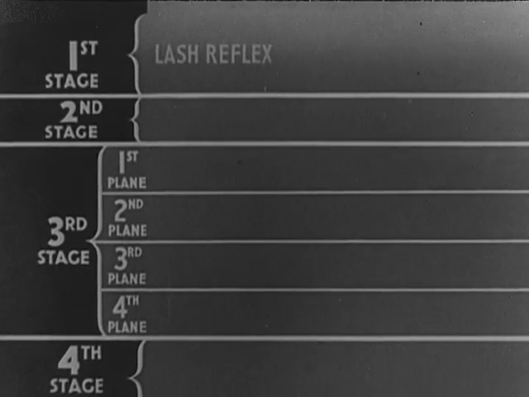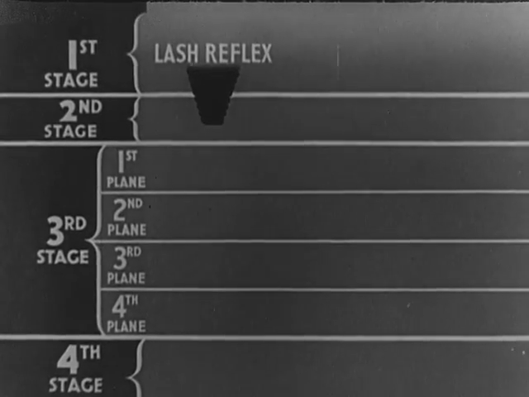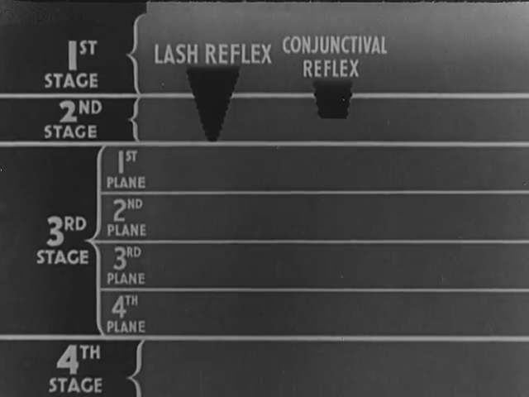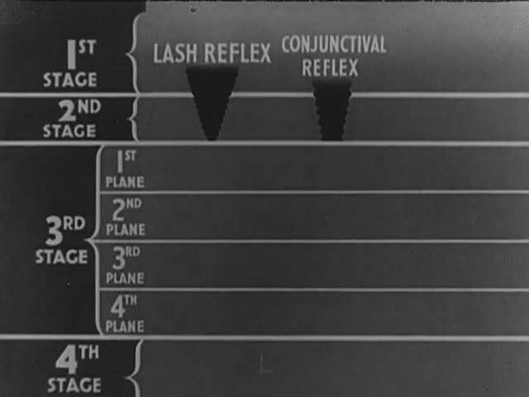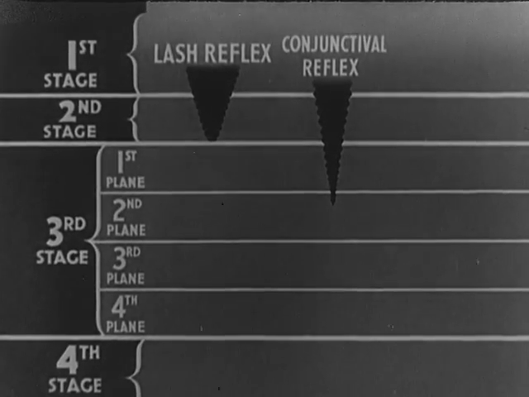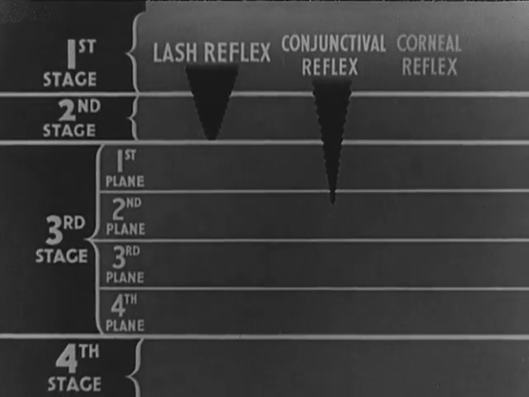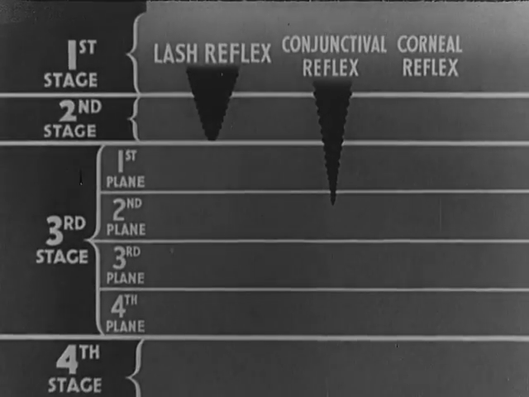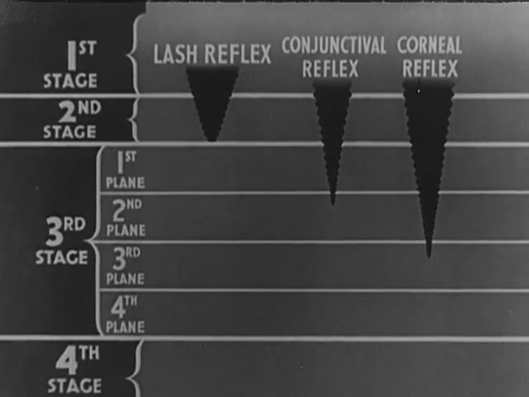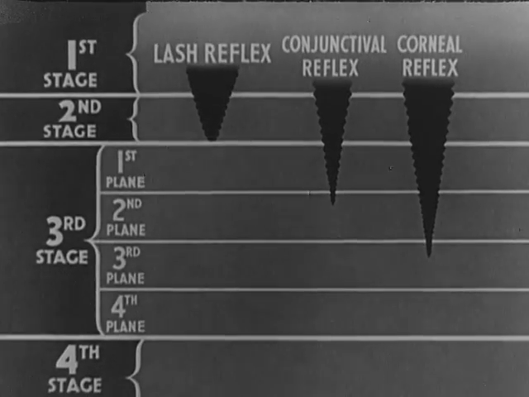Before considering the other signs, let's summarize these three. The lash reflex disappears during the second stage of anesthesia, and its presence merely confirms that the patient is very lightly anesthetized. The conjunctival reflex is brisk in the second stage, gradually diminishing in intensity, and is lost by the second plane of the third stage. The corneal reflex is lost by the third plane of the third stage. Both these reflexes are very variable. While their presence confirms that anesthesia is above a certain depth, their absence means nothing.